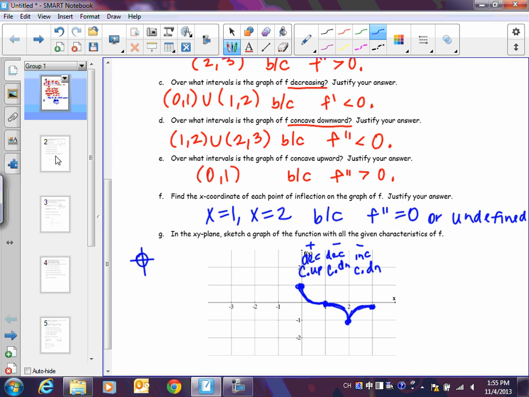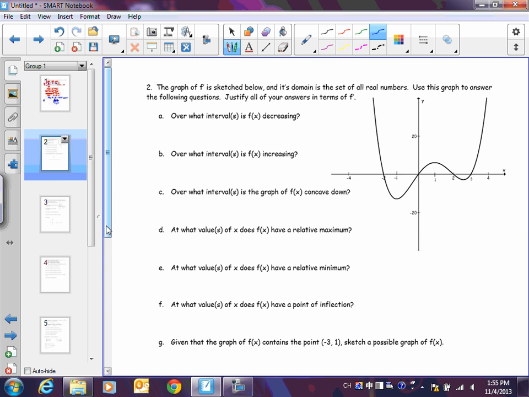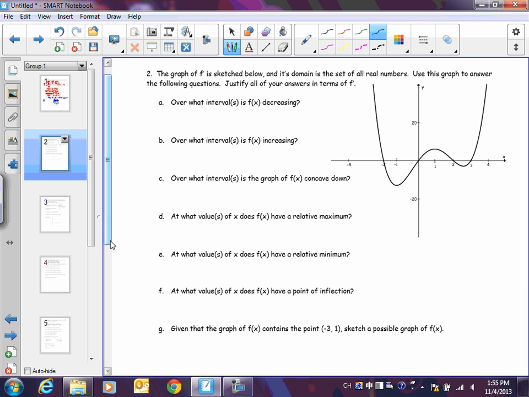So let's practice another one. Turn the page. And on this one, we're not given a chart. Okay, we're given a graph. Now, from now on, when you're given a graph, you cannot assume the graph is the function.